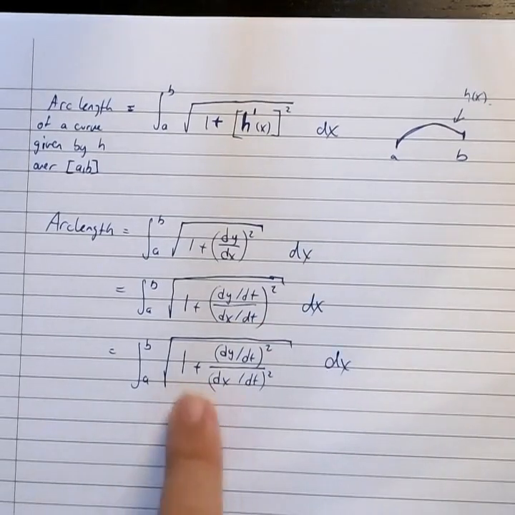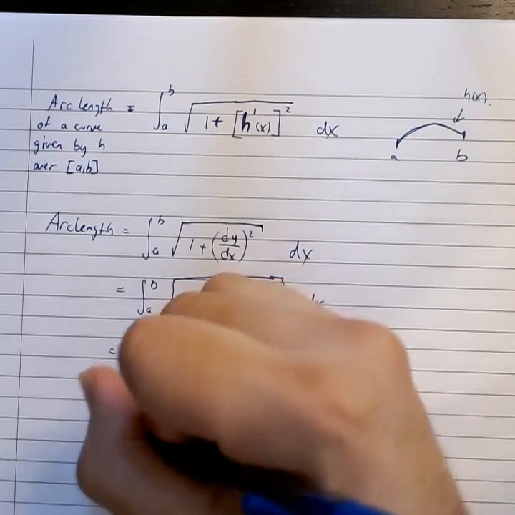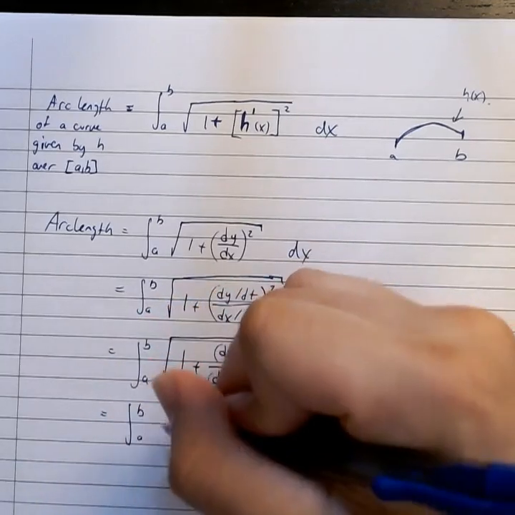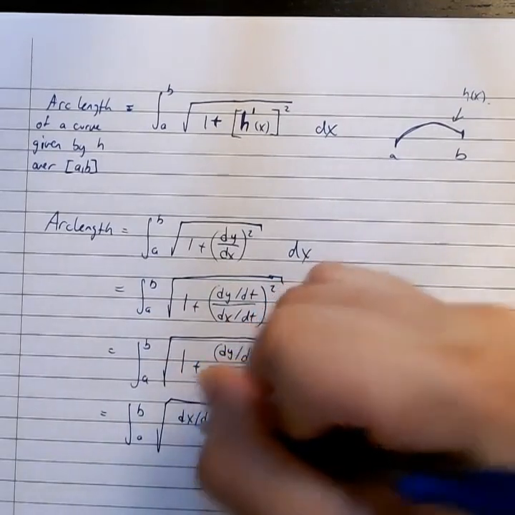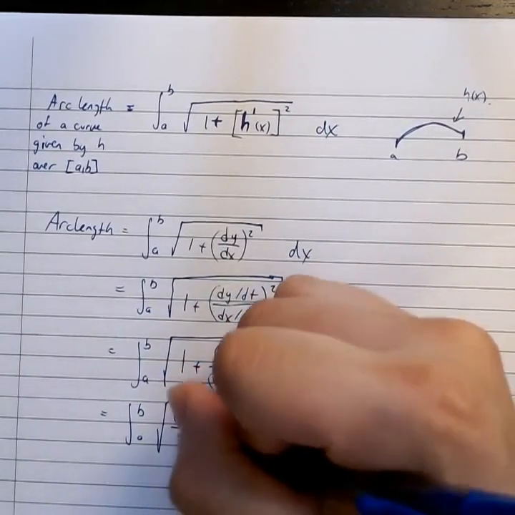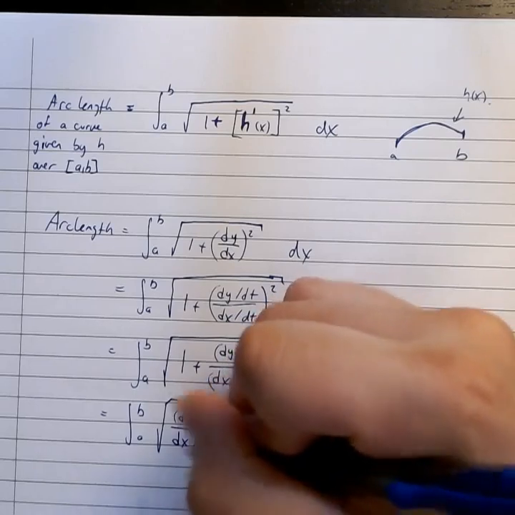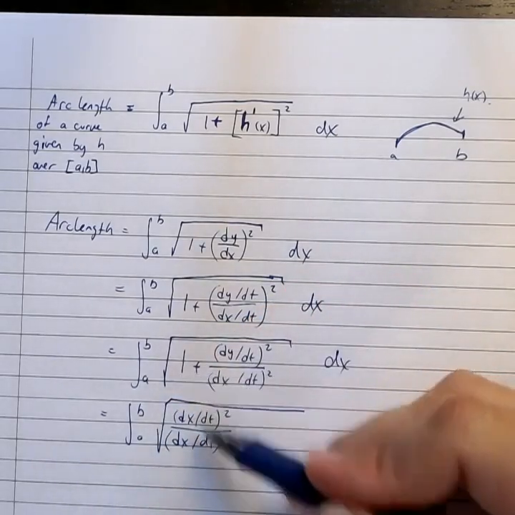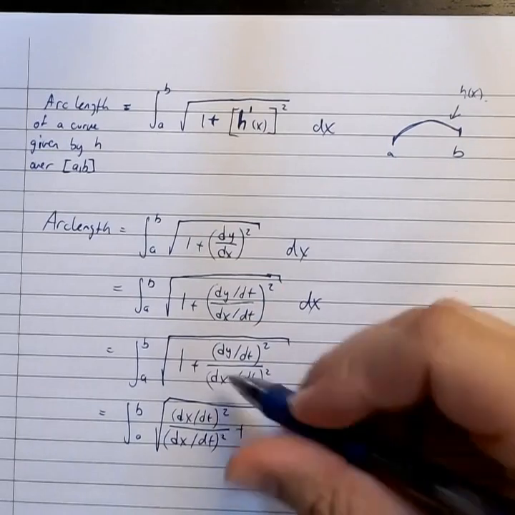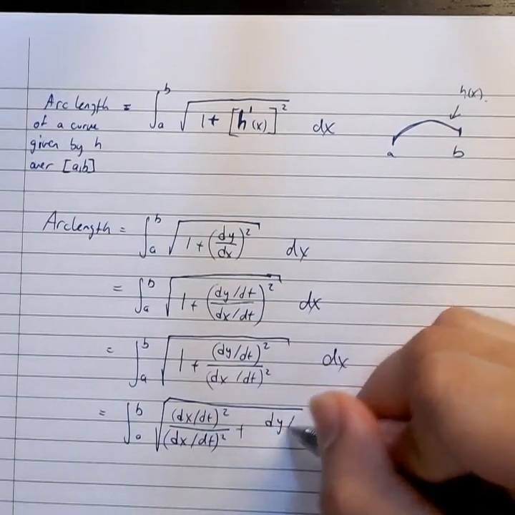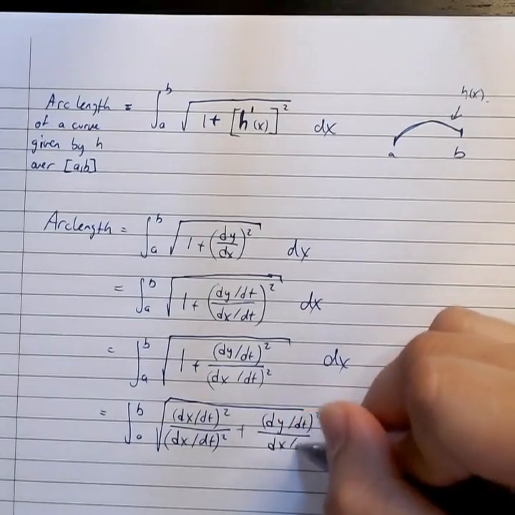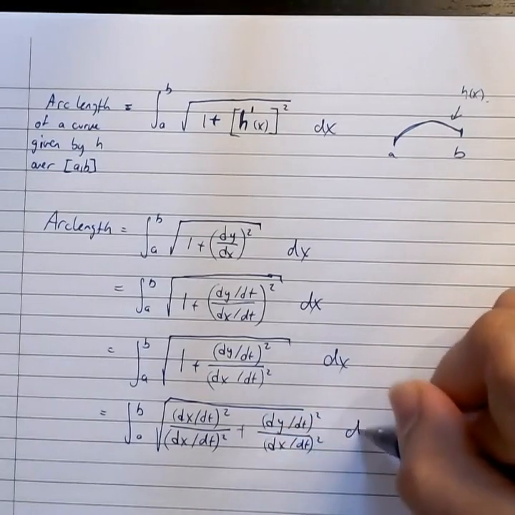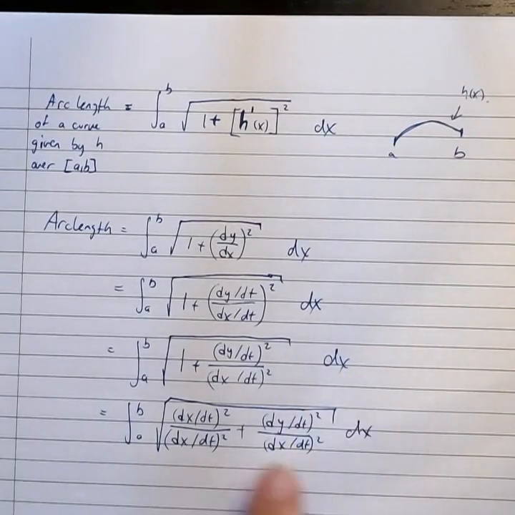Well, now here I can give these a common denominator. I can write this as the integral from a to b of the square root of (dx/dt) squared over (dx/dt) squared. That's the same as the number 1. But by writing it this way, I now give them a common denominator. But because they have a common denominator, I could always merge those together.